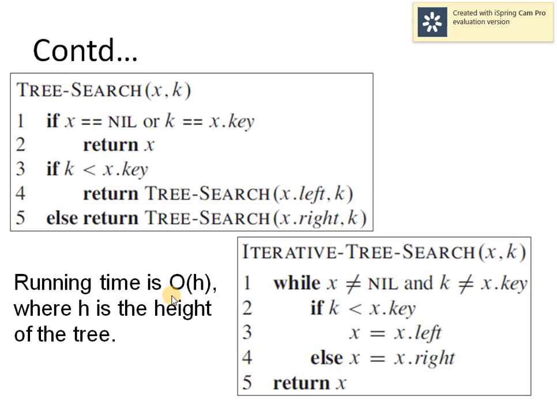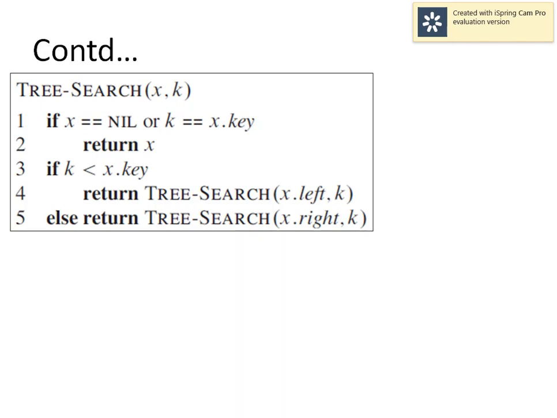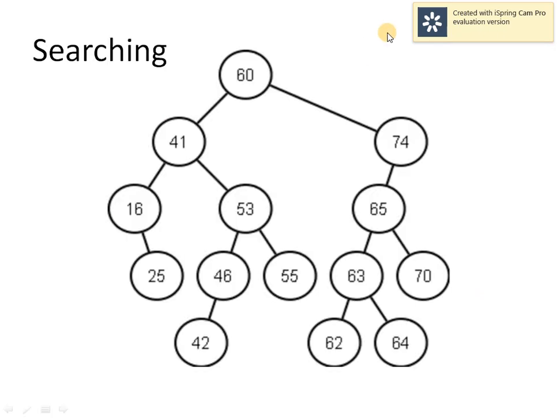Looking at the running time of these two procedures, it comes out to be order of height of a tree. That means we are starting from the root node and traversing the complete tree for its height. That case will happen if, for example, in this tree, we start from 60, the root node, and we perform a search for 42 or 62 or 64. In that case, we will start with 60 and traverse the complete path till 42.